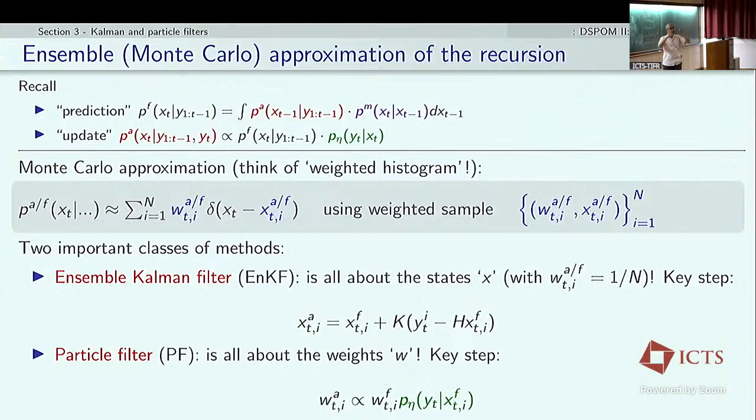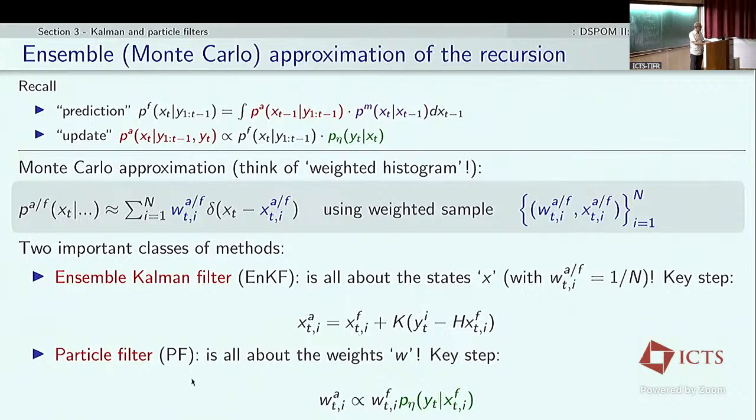So what you get are discontinuous trajectories of the system, right? Because there are discontinuities going from xf to xa. And the discontinuity is proportional to the distance from the observation, but it's a linear combination. So that's the property of the ensemble Kalman filter.